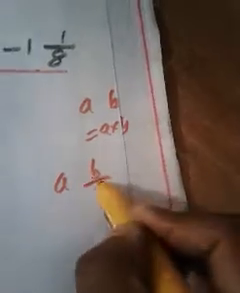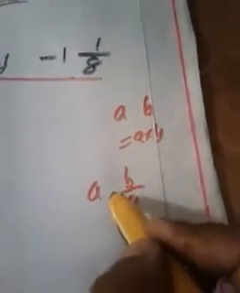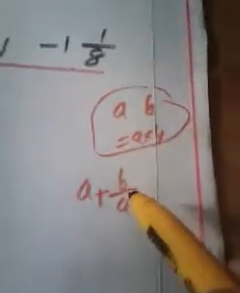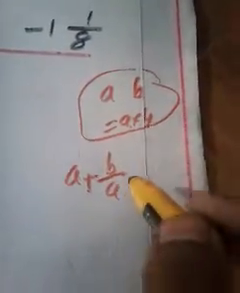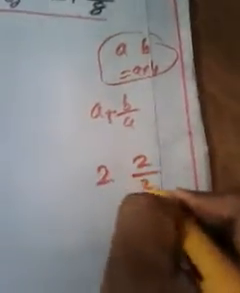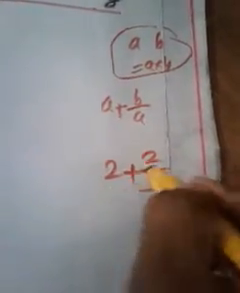Let me tell you once again. AB means A into B if there is no operation. But for A, B by A, since there is no operation, it doesn't mean multiplication. Here addition exists. Why? Because this is the case of a fraction. For normal numbers, multiplication will hold. But if you see a fraction like 2, 2 by 3, it doesn't mean 2 into 2 by 3. It means 2 plus 2 by 3. So just like that, the reciprocal of minus 1, 1 by 8 becomes the reciprocal of minus 1 plus 1 by 8.